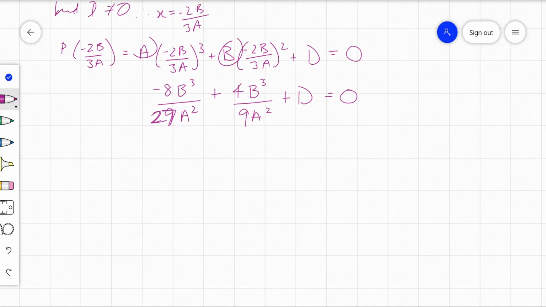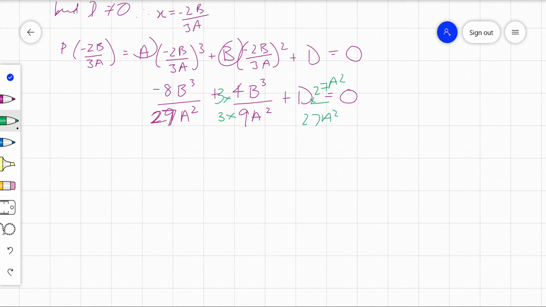Alright, if I make a common denominator here, what I want to do is make this a 27. If I times both top and bottom by 3, I'll now have 27a squared, but I also want to times this one by 27a squared on 27a squared. Now there's a common denominator. So if I times d by that common denominator, I have negative 8b cubed plus, here I've got 12b cubed, and I've got 27a squared d.